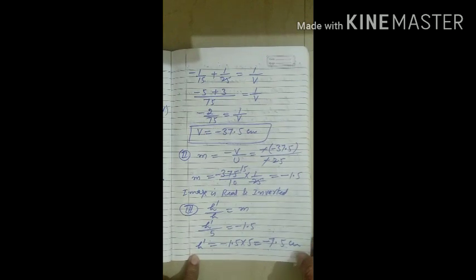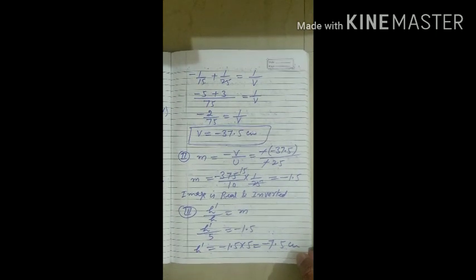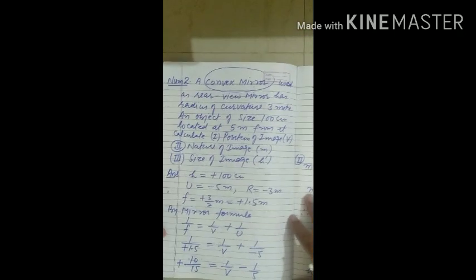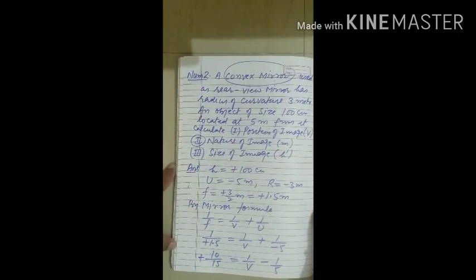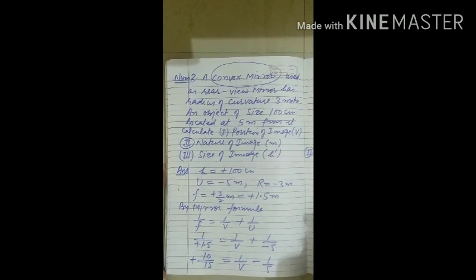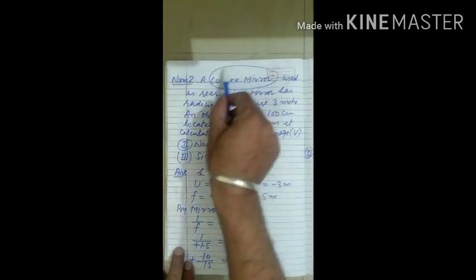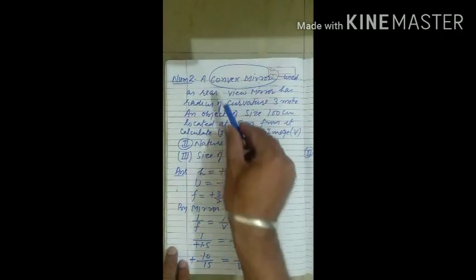I am giving you a 10-second pause so that you can easily look into the page. Then I am going to shift to the next numerical. That numerical is based on your convex mirror. Previously it was based on concave mirror. So I have specially circled this as that is a convex mirror. Now let me read it.